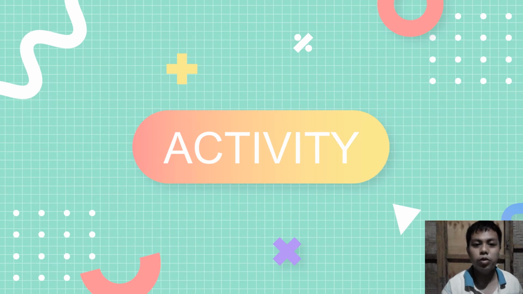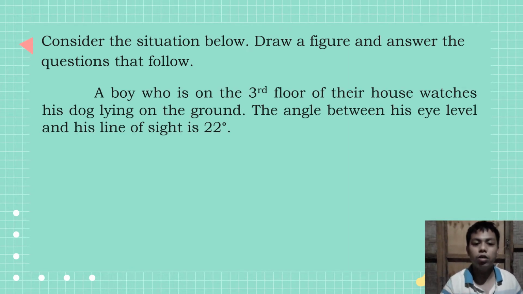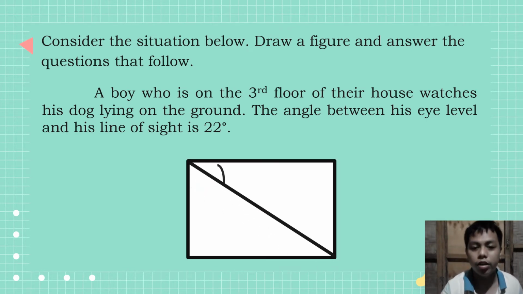Now, I will give you an activity for today's lesson. Consider the situation below. Draw a figure and answer the questions that follow. A boy who is on the third floor of their house watches his dog lying on the ground. The angle between his eye level and his line of sight is 22 degrees. First, let's draw. So we have here our drawing. The given is 22 degrees.